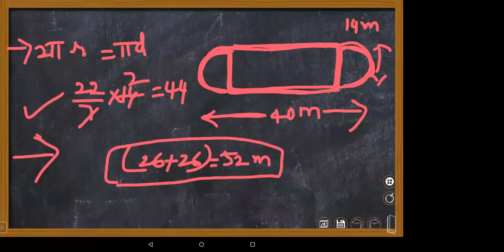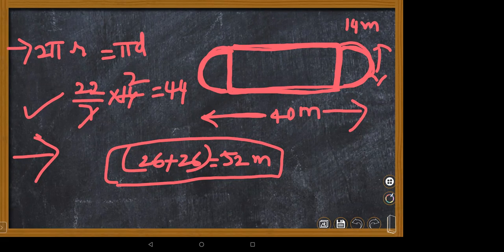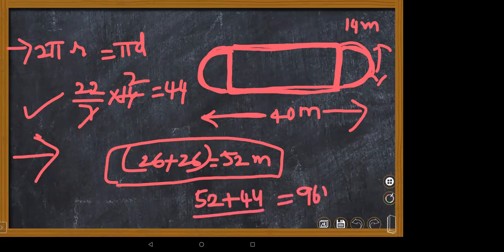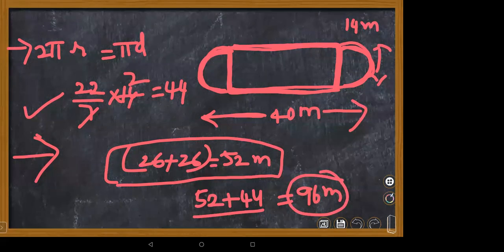Okay, now here, the perimeter of the figure is 96 meters, right? So it's 52 plus 44, it's nothing but 96 meters. Next question. There are two bits for you, children. You're supposed to solve these. I'm not going to solve these two bits.